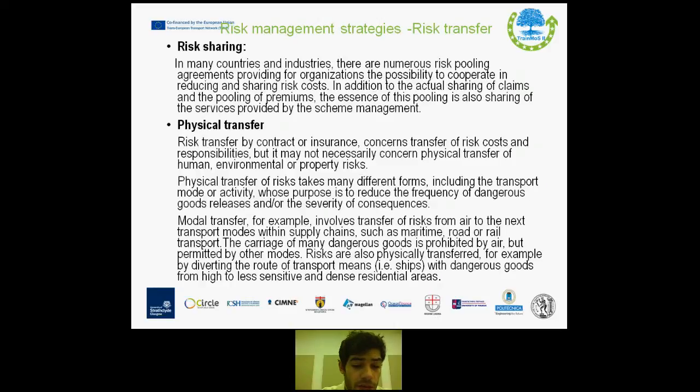The carriage of many dangerous goods is prohibited by air, but permitted by other modes of transport. Risks are also physically transferred, for example, by diverting the route of transport means carrying dangerous goods from high to less sensitive and dense residential areas.